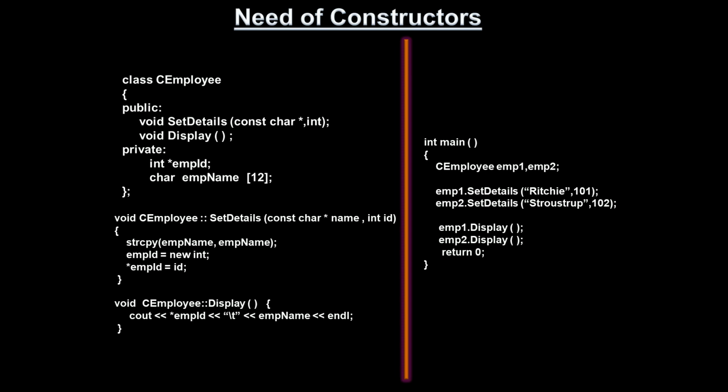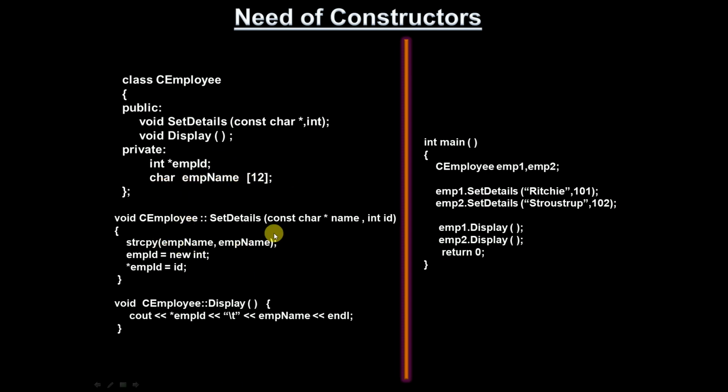Before going to that program, just observe this program. We have a class, CEmployee, with two member functions, set details and display, and two attributes. One is a pointer attribute, and another one is an array.